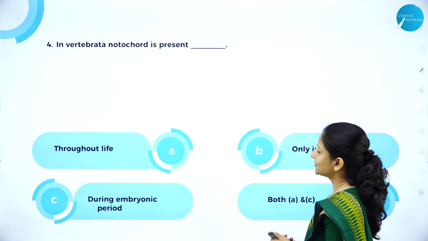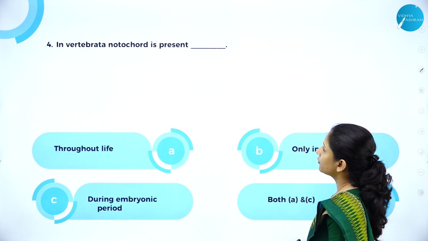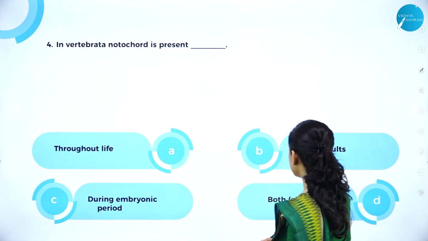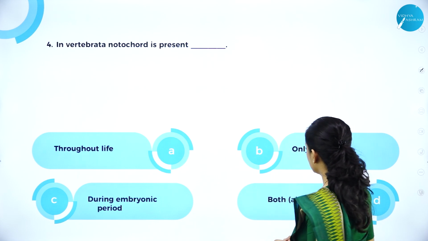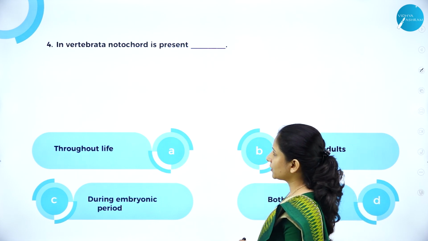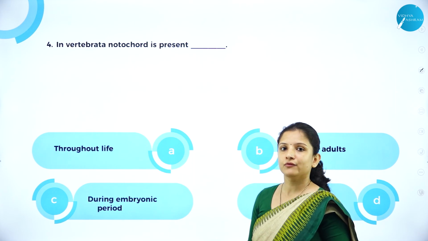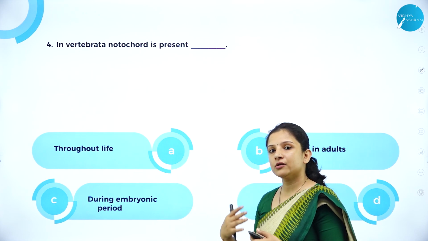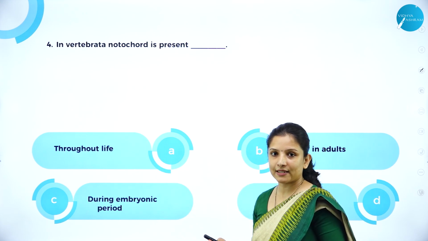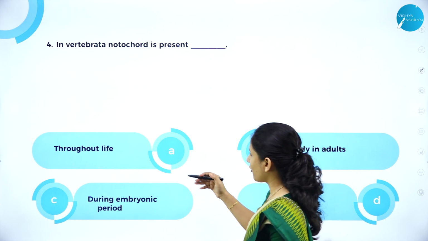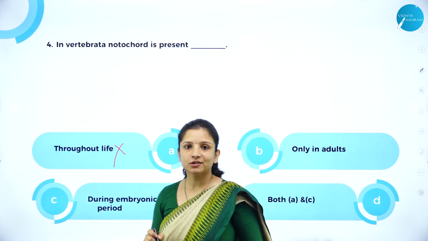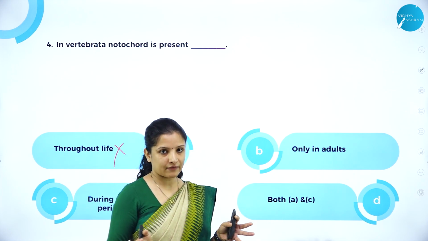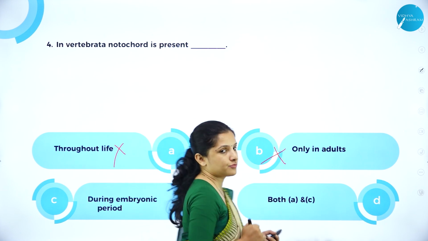Next question. In vertebrata, notochord is present throughout life, only in adults, during embryonic period, both A and C. So throughout life, no, vertebrates do not have notochord throughout life. Why? Because once they become adult, the notochord gets replaced by a bony or cartilaginous vertebral column, right? So this option is not right. Next option, only in adults, no, because in vertebrates, adults do not have a notochord. So this is also not the right option.